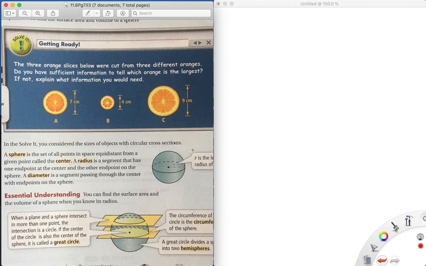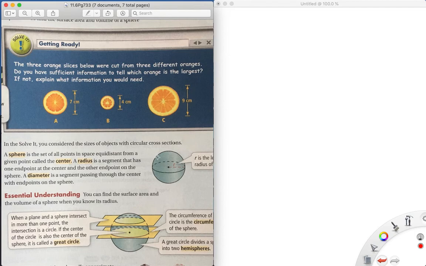So we have a sphere, which is a three-dimensional round object. It says that a sphere is a set of all points in space equidistant from a given point called the center. If I was to draw a line from the center out to every part of the sphere, they would all be the same, just like a circle. So we would call that the radius of the sphere.